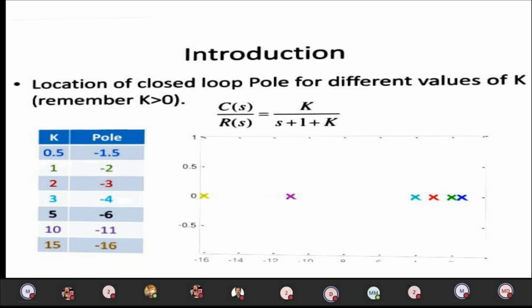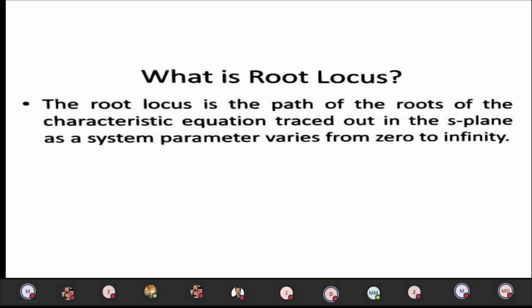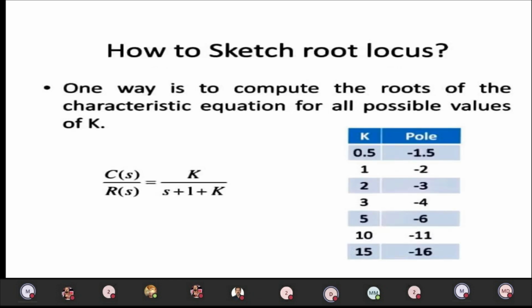That is the path constructing the poles, which take the different locus, that is called a root locus. The root locus is the path of the roots of the characteristic equation traced out in the S-plane as the parameter varies, that is, as the open loop gain varies from 0 to infinity. That is called a root locus. This was invented by W.R. Evans. Okay, so that is what I want to tell you.